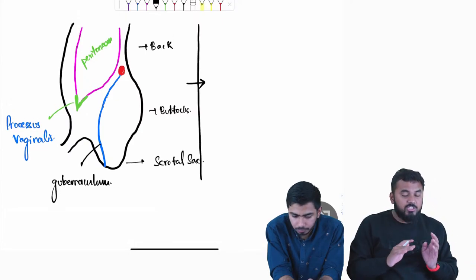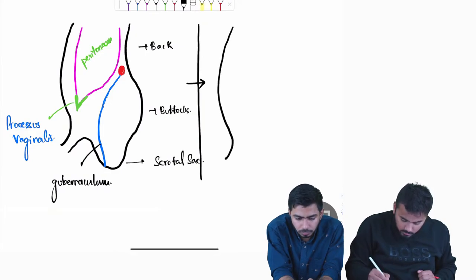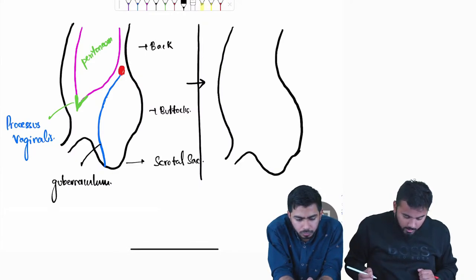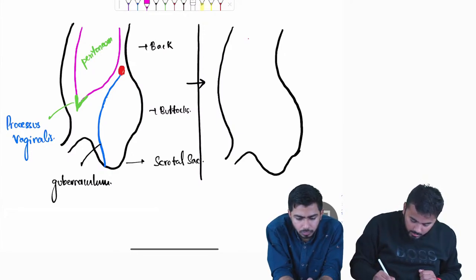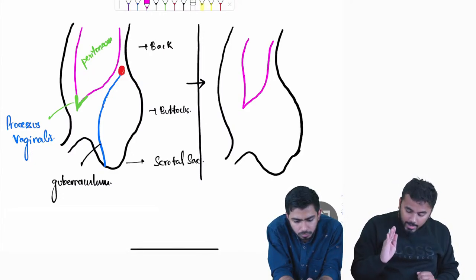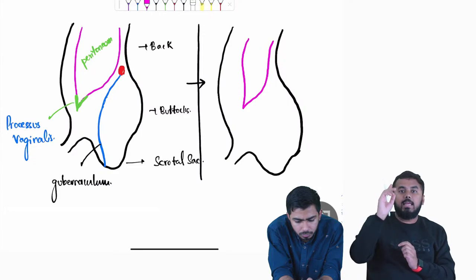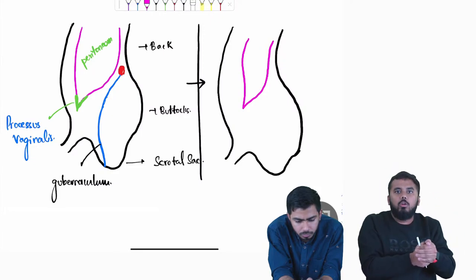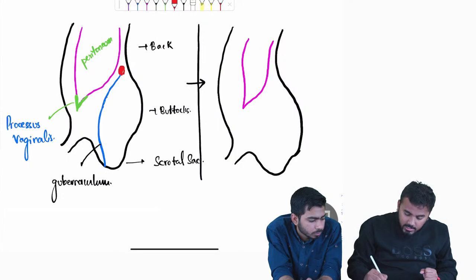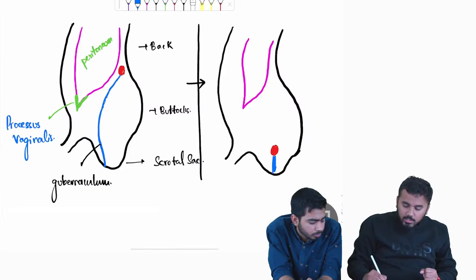Now look at how this picture transforms. As I already told you, we have got the peritoneum like this, right? And the terminal part is called as the processus vaginalis. And another important thing right now you need to know. What is that important thing? The gubernaculum, which is attached to the testis, will pull the testis down. So when it is pulling the testis down, the testis comes all the way down into the scrotal sac. And down here, it is attached with the gubernaculum.